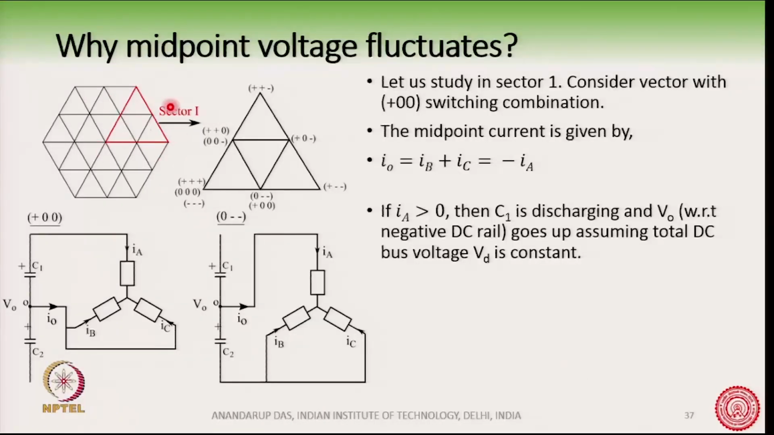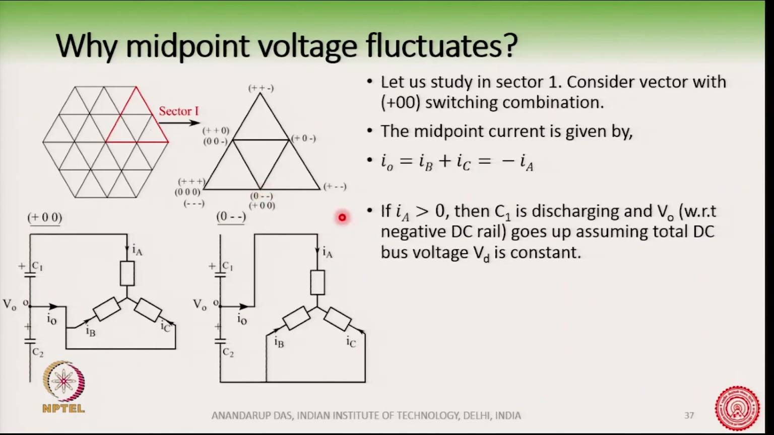In order to understand why the midpoint voltage fluctuates, we will analyze sector 1, and in this sector 1 we will see these switching states, and what is the effect of these switching states on the current which is drawn from the midpoint. So, let us study sector 1, and let us first see the switching combination plus 0 0 of a small vector.